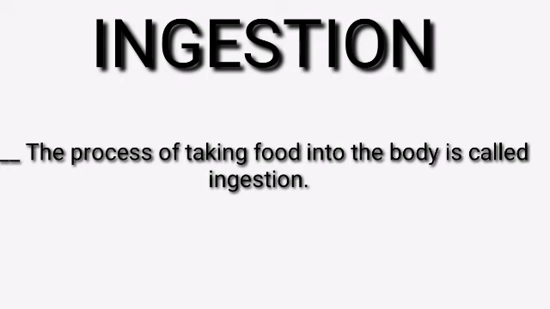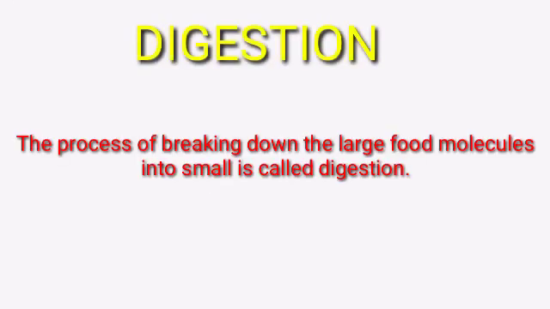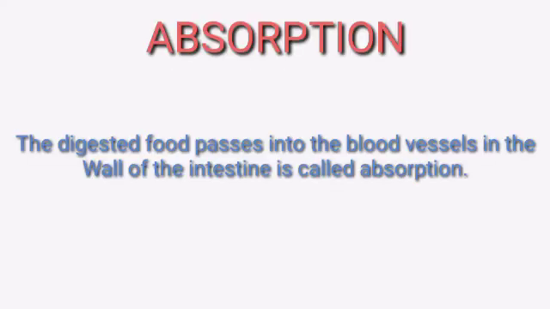Ingestion. The process of taking food into the body is called ingestion. Digestion. The process of breaking down large food molecules into small ones is called digestion. Absorption. The digested food passes into the blood vessels in the wall of the intestine; this is called absorption.